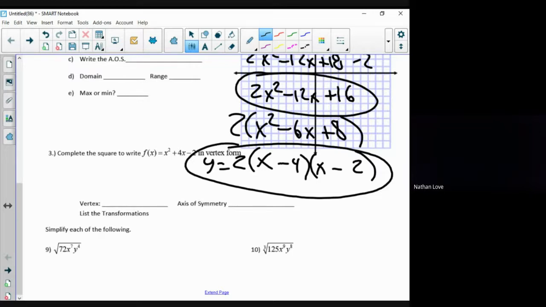There's 2 names, intercept form or factored form, because you can find your intercepts really quickly by setting them equal to 0 and writing the ordered pairs. Okay? Yes, that one is kind of brutal to go that direction, but it is possible, yes.